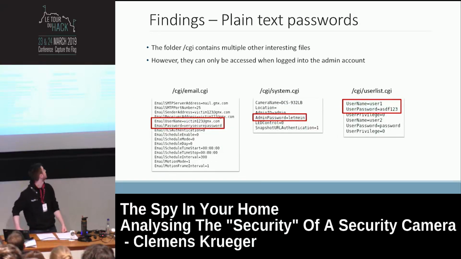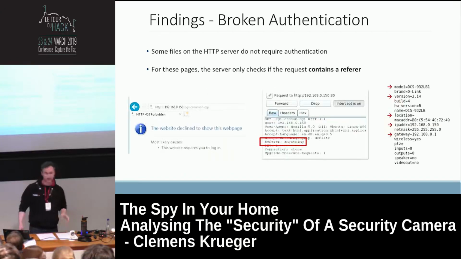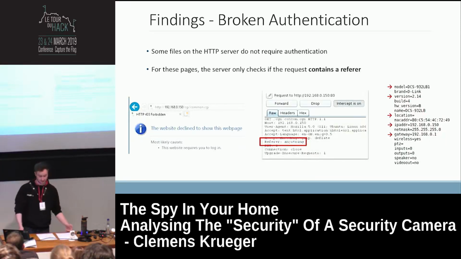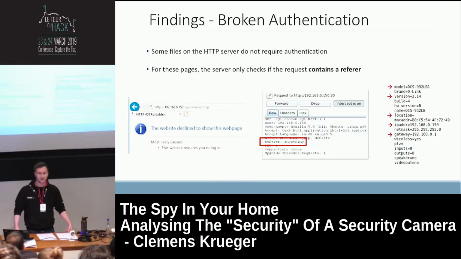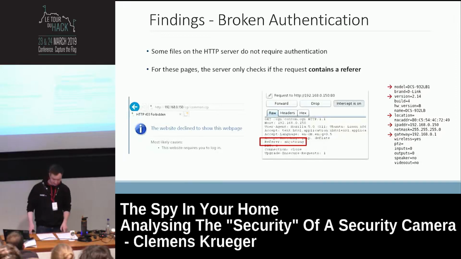After looking around for a while, actually I'll go back for a second. After looking around in that CGI folder that I mentioned, where that common.cgi file was in, I noticed there are some other interesting looking files in there as well. Files that were called something like system.cgi or userlist.cgi. But unfortunately I couldn't use the same trick I had used before with the referrer. It didn't work. But I figured out that if you actually log into the camera and then use the referrer as well, so you need those two things, then you can access them.